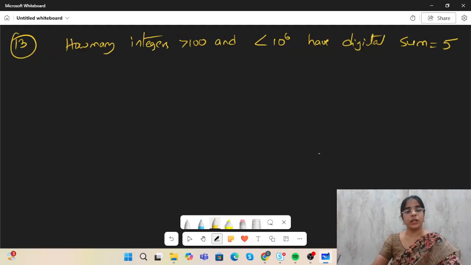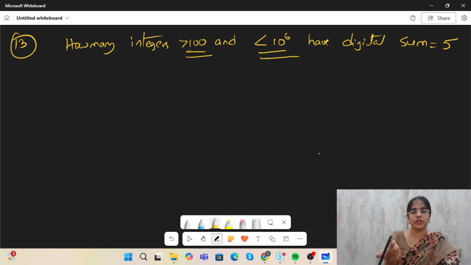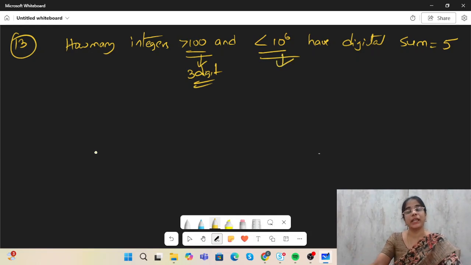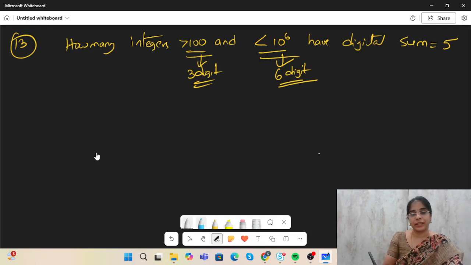Now understand this question. How many integers greater than 100 and less than 10 power 6 have their digital sum to be 5? So if it is greater than 100, it is a 3-digit number, isn't it? Perfect. And less than 10 power 6. 10 power 6 has got 7 digits. Less than 10 power 6, it should be a 6-digit number. Understand? So basically, I want the numbers from 3-digit numbers to 6-digit numbers whose sum of all the digits is 5.